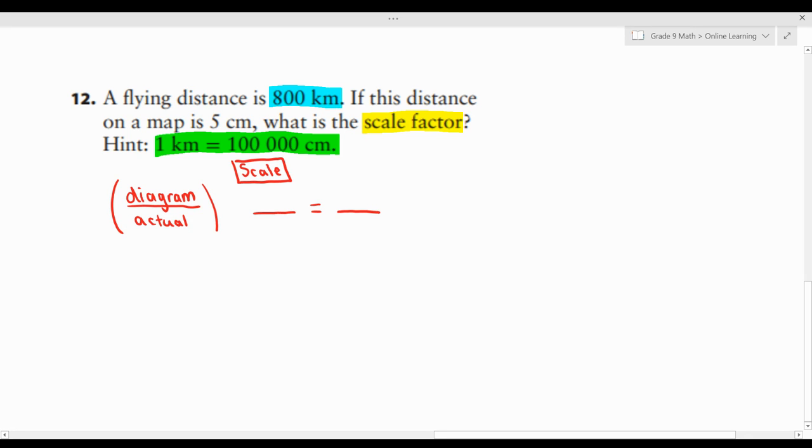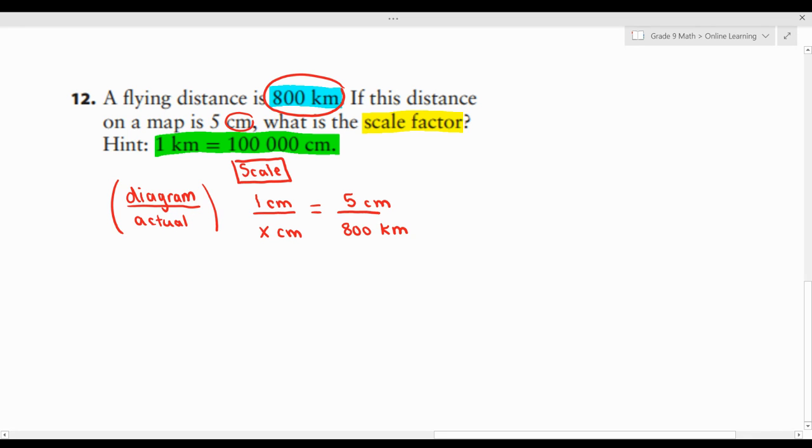Okay, so I know I have a diagram. It's measured in centimeters. So somehow I have 1 centimeter on my diagram is representing some actual amount of centimeters of the real flying distance. Okay. On the other side, I'm told that the actual distance is 800 kilometers. So that has to go on the bottom. And on the map, it's being represented by 5 centimeters. So that goes on top. Okay, so remember, diagram, so what you see on the paper in front of you goes on top. Actual, so like real life, goes on the bottom.